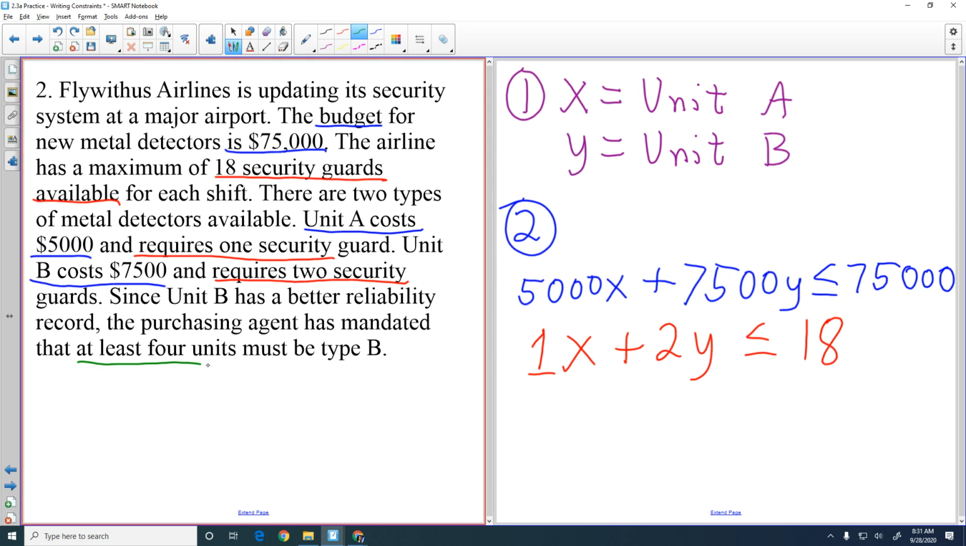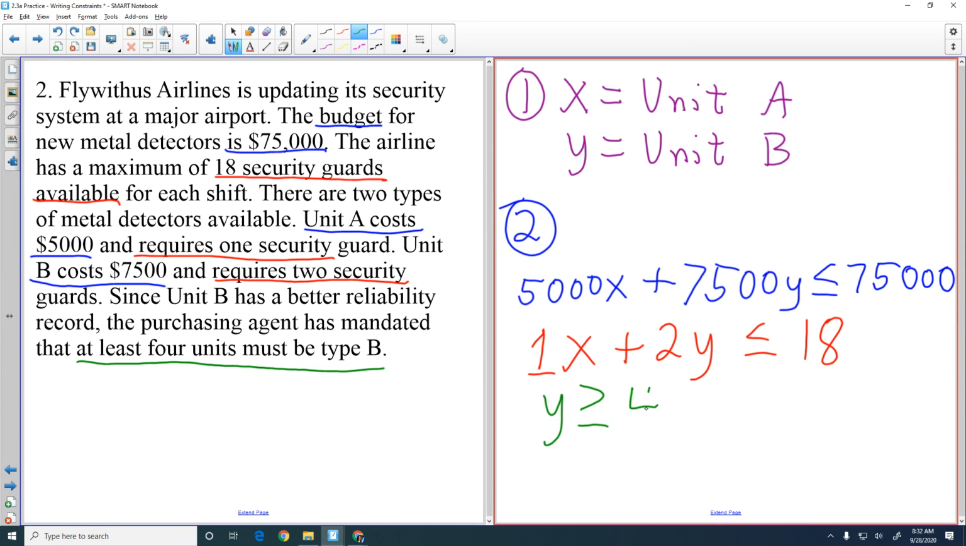We need at least 4 unit Bs. At least 4. So could we buy more than 4 of those? Yeah. Could I buy less than that? No. So which inequality sign do we use? A greater than. And that's unit B, so I'm going to use a y. So y has to be greater than or equal to 4.